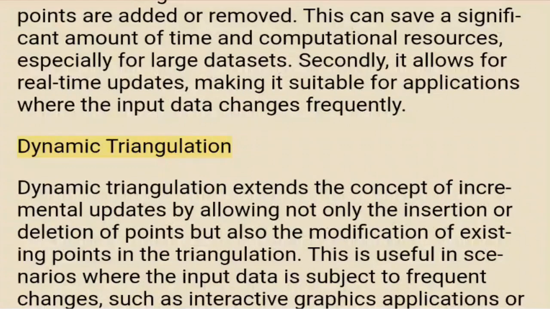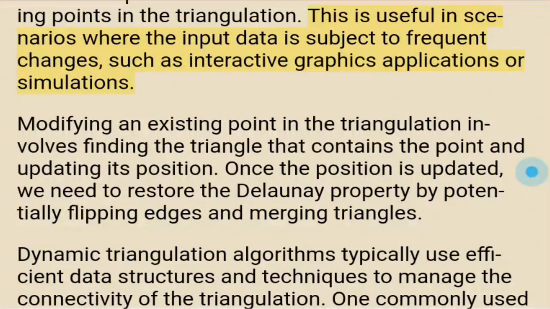Dynamic triangulation. Dynamic triangulation extends the concept of incremental updates by allowing not only the insertion or deletion of points but also the modification of existing points in the triangulation. This is useful in scenarios where the input data is subject to frequent changes, such as interactive graphics applications or simulations. Modifying an existing point in the triangulation involves finding the triangle that contains the point and updating its position. Once the position is updated, we need to restore the Delaunay property by potentially flipping edges and merging triangles.